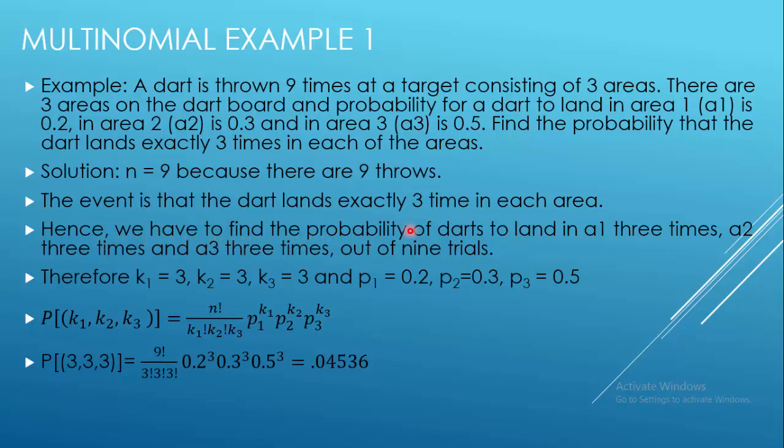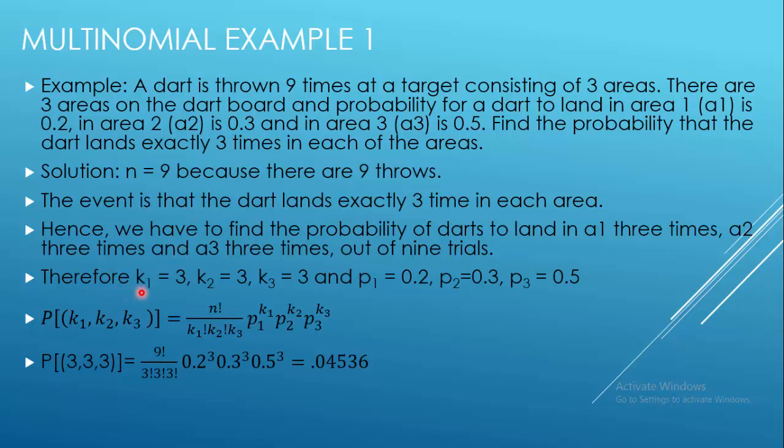the probability of the dart landing in A1 3 times, A2 also 3 times and A3 also 3 times. Here for every area it is the same. We want to see exactly 3 times it has landed in each area. It could have been different as well, but in this example it is the same.